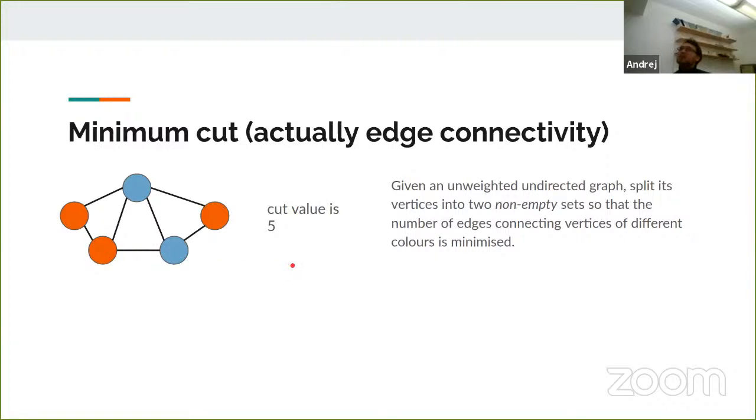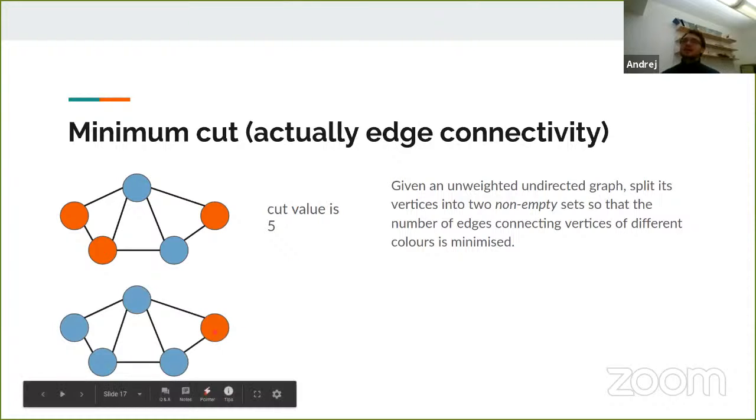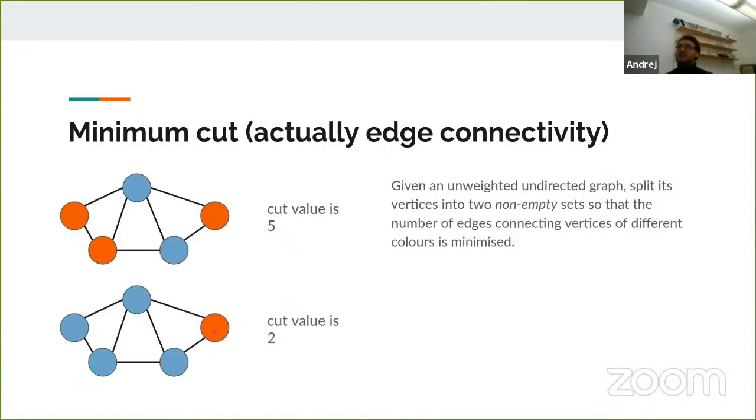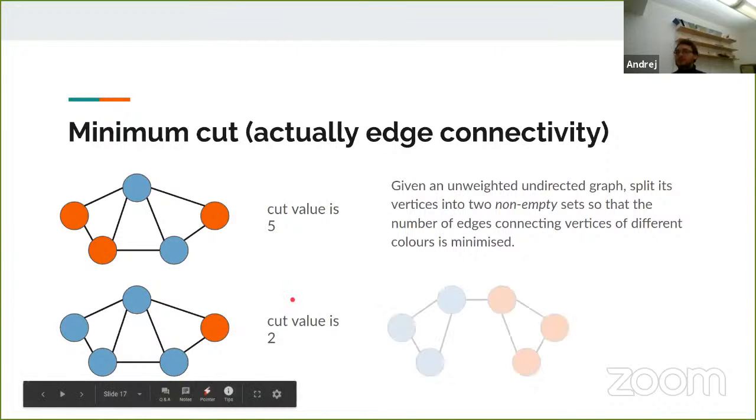Now, if we want to actually minimize this, we can do so much better. We choose just one of these vertices, and we choose the one that has the least degree. And in this case, the cut value is 2. Now, it's not always the case that you're going to pick just one vertex that has the least degree, but that gives you a bound on how low the minimum cut can go. So it can definitely go lower than that.